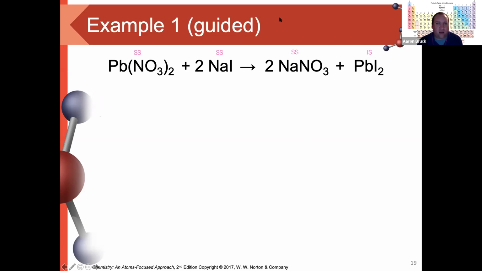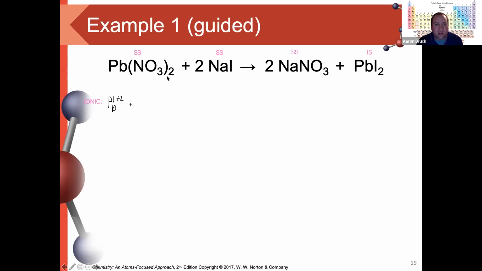So for my ionic equation, what I'm going to do is write out all of the ions from all of the strong electrolytes. So anything that says soluble salt, strong acid, or strong base, I'm going to split apart. And so to that end, I'm going to have a lead ion, Pb plus 2. I'm going to have nitrate ion.